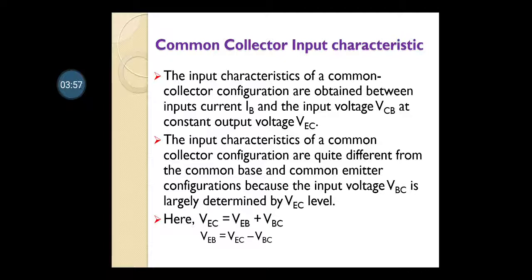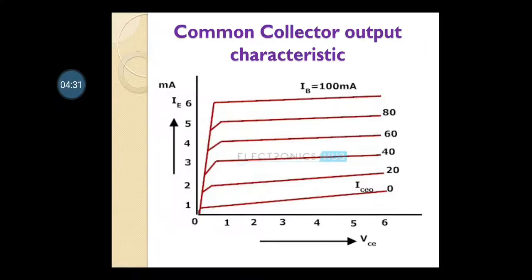The input characteristic of common collector configuration is obtained between input current and input voltage at constant output voltage, that is VEC or VCE, it's one and the same. The input characteristics of common collector configuration are quite different from the common base and common emitter configurations, because the input voltage VBC is largely determined by the VEC level, and VEC is equal to VEB plus VBC, which you will be able to understand later on.